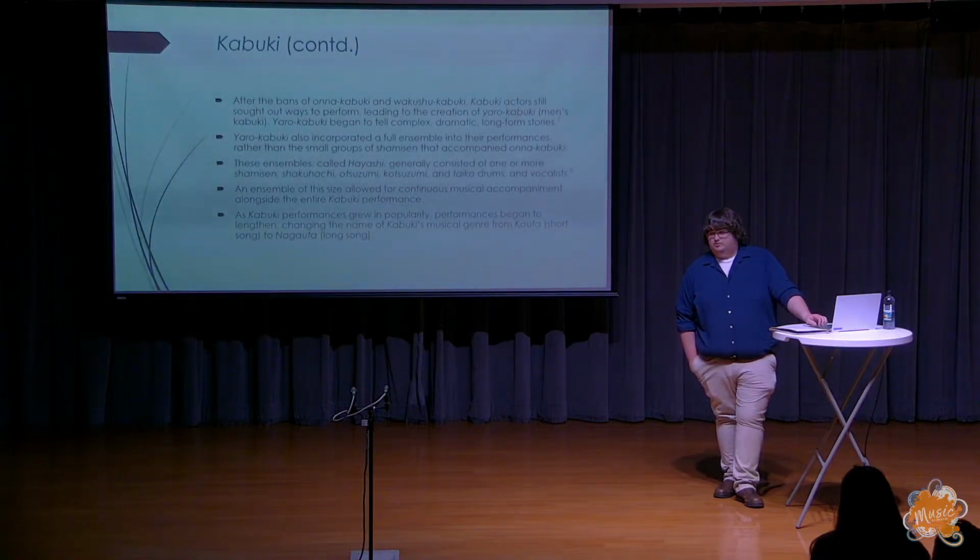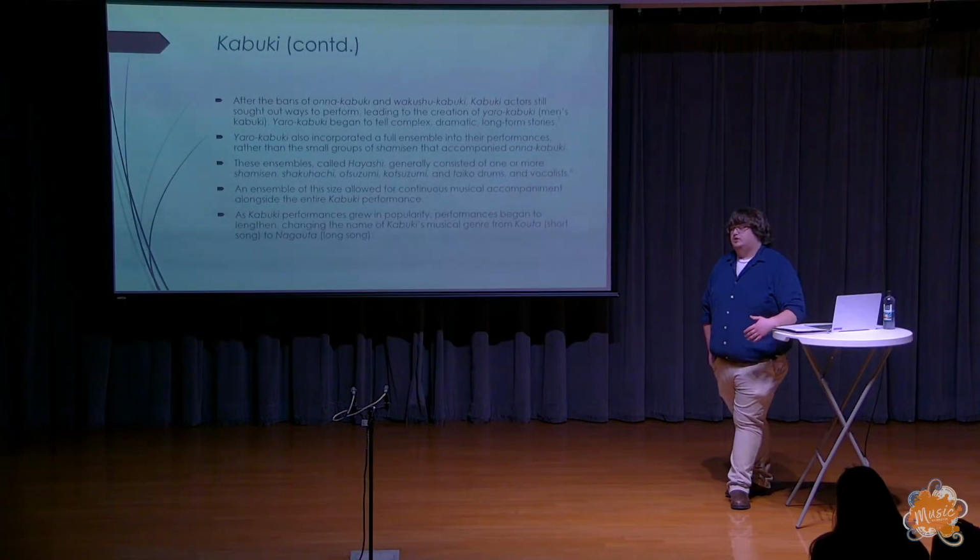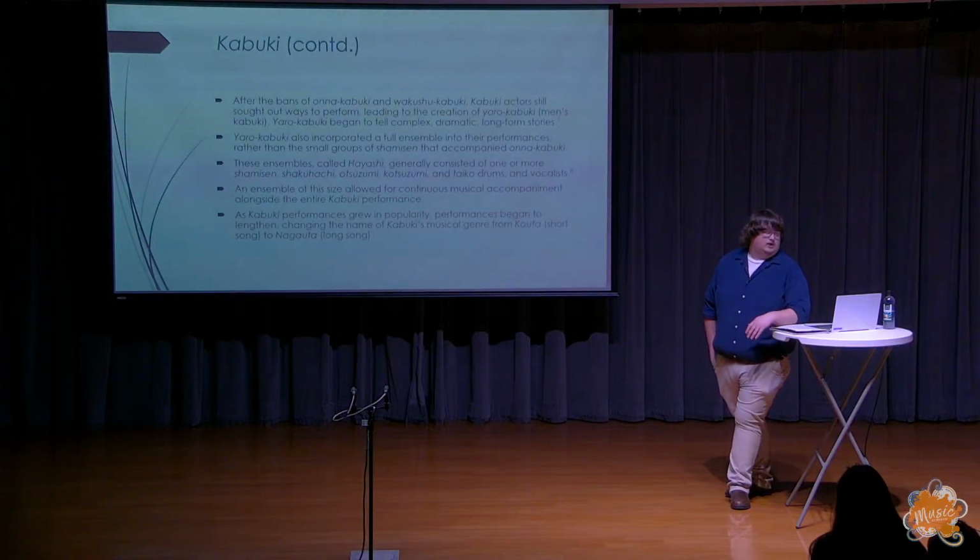After these two types of kabuki were banned, the performers still wanted to perform. It was just something that they genuinely enjoyed, and so that led to the creation of Yaro kabuki, which is men's kabuki, which remained the way that kabuki was performed for a long time, being only an all-male cast. It's since changed a little bit. Yaro kabuki started to tell these complex, longer-form stories and incorporated a full ensemble into their performances called a hayashi, which was comprised of one or more shamisen, shakuhachi flute, otsuzumi, kotsuzumi, and taiko drums, and then vocalists. Usually your vocalists were just your non-wind players.